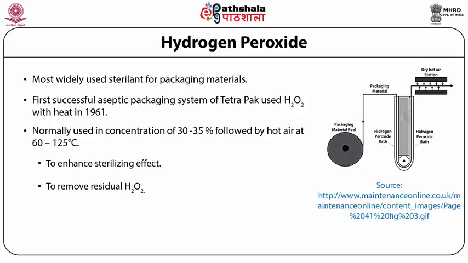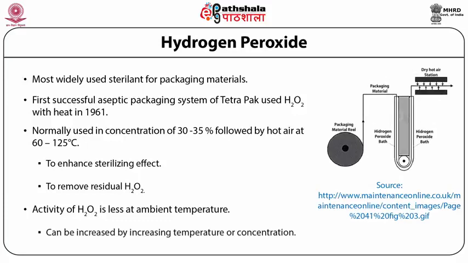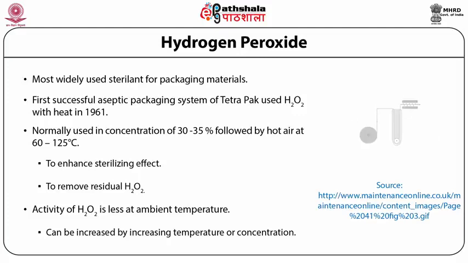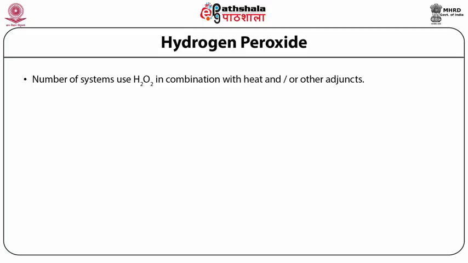Sterilizing performance increases with both temperature and peroxide concentration. At ambient environmental temperatures, the activity of hydrogen peroxide is relatively low. However, it can be increased considerably by raising the temperature to 85 to 90 degrees Celsius and/or increasing concentration. A number of systems are utilizing hydrogen peroxide in combination with heat and/or other adjuncts.